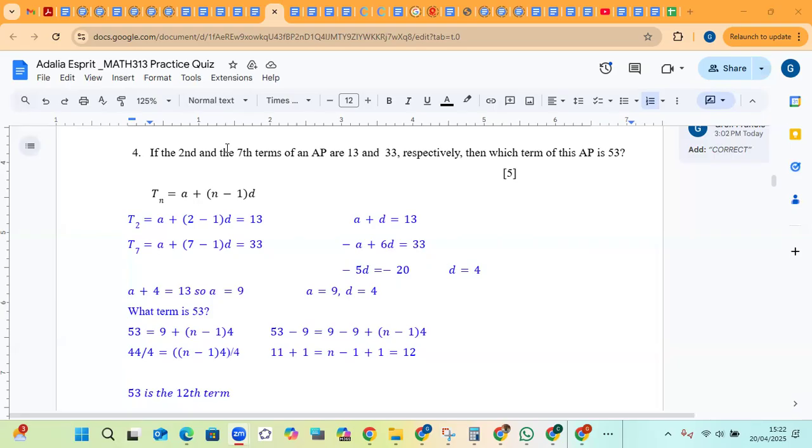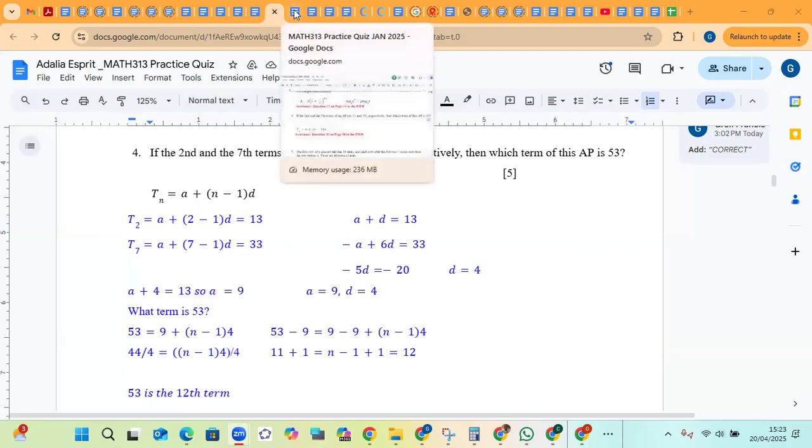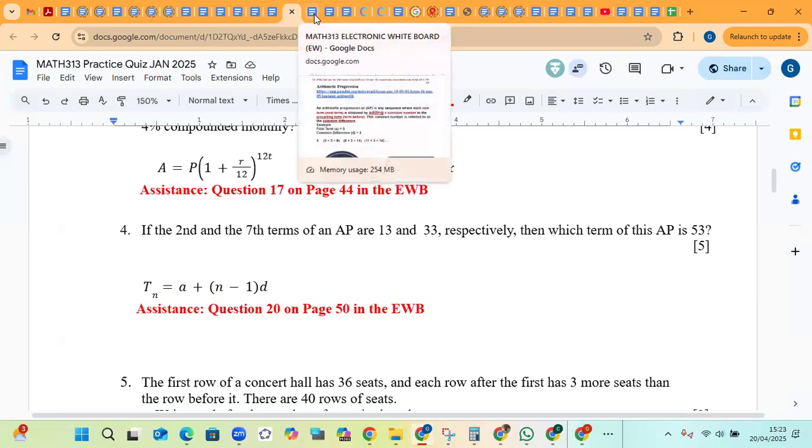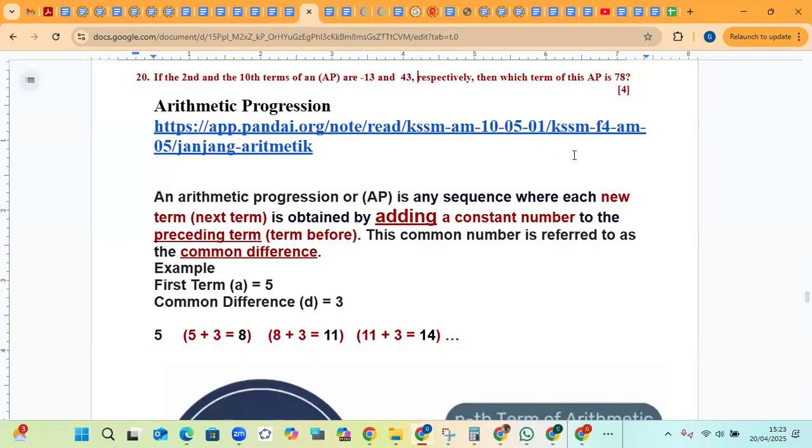So to help us approach such a question, let's go to this document to indicate to us number 4. We can go for assistance and take a look at question number 20 on page 50 in the electronic whiteboard. So here we are in the electronic whiteboard on page 50, number 20, and it reads, if the second and 10th terms of an arithmetic progression are negative 13 and 43 respectively, then which term of this arithmetic progression is 78?